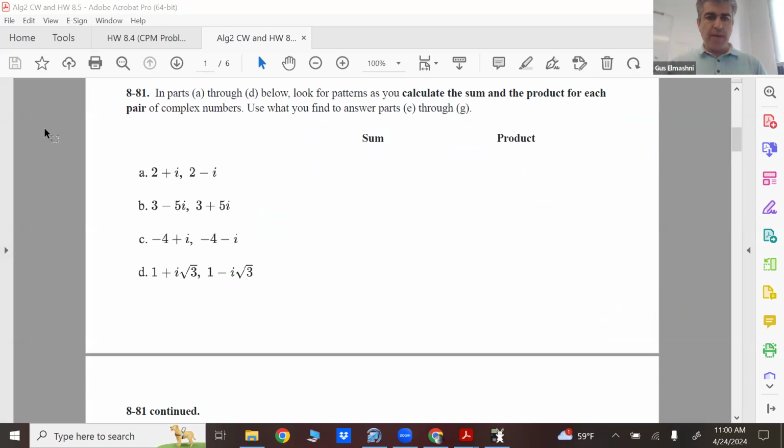When you add these two, what do you notice is happening? What cancels? Perfect. What are you stuck with? 2 plus 2, which is 4, right? Now let's multiply them out. What happens?